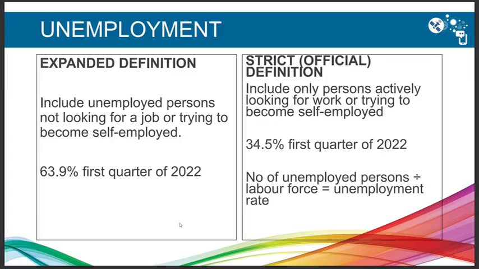The strict or official definition includes only persons actively looking for work or trying to become self-employed. And that number was at 34.5% for the first quarter of 2022. So can you see the big difference between the expanded definition and the strict definition? Okay. So your number of unemployed persons divided by your labor force will be equal to your unemployment rate.